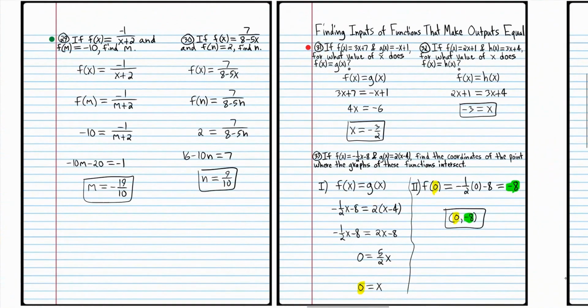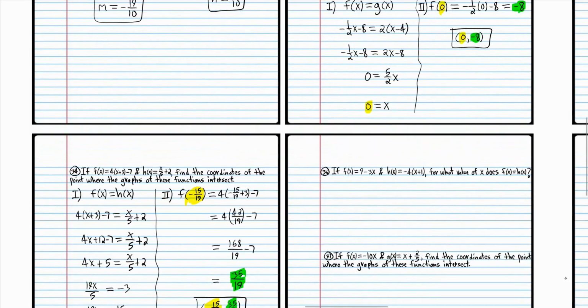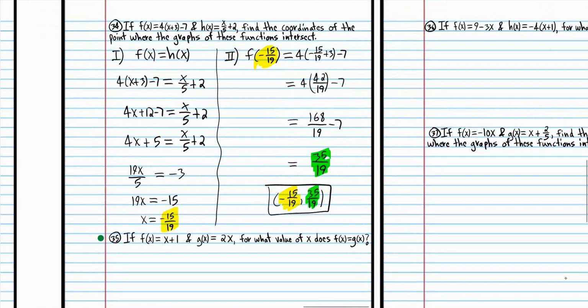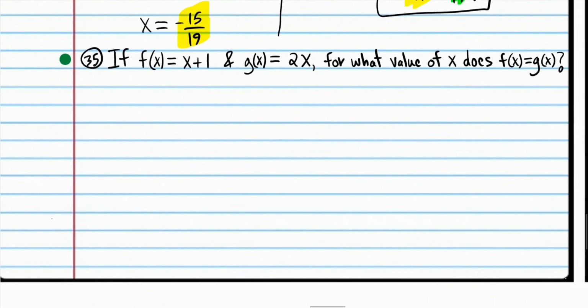Okay, so you can take a picture of these problems, number 31, 32, and 33, and you can use number 34 to help you do number 35. So what we're doing is we're simply setting f of x equal to g of x and then solving for x. That's it. It's that simple. So try number 35. When you come back, we'll do it together.